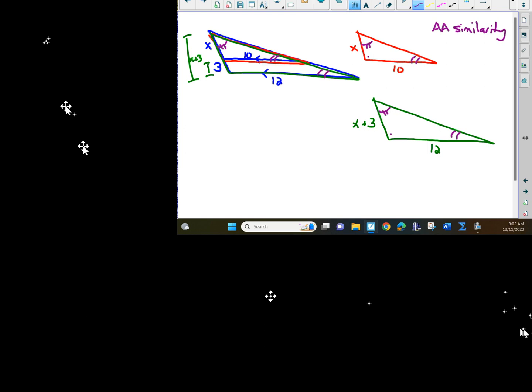So once they're similar, you can do top triangle over bottom triangle right here. So we have x over x plus 3. So you got your picture point. Now you're doing your proportion: 10 over 12.